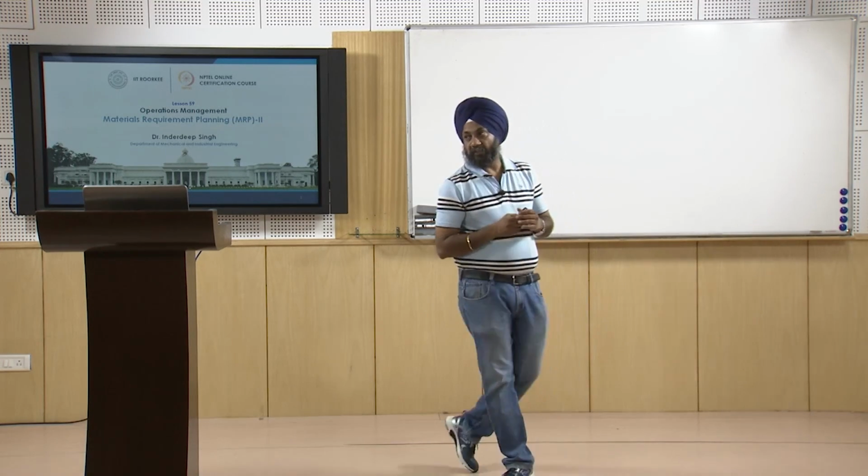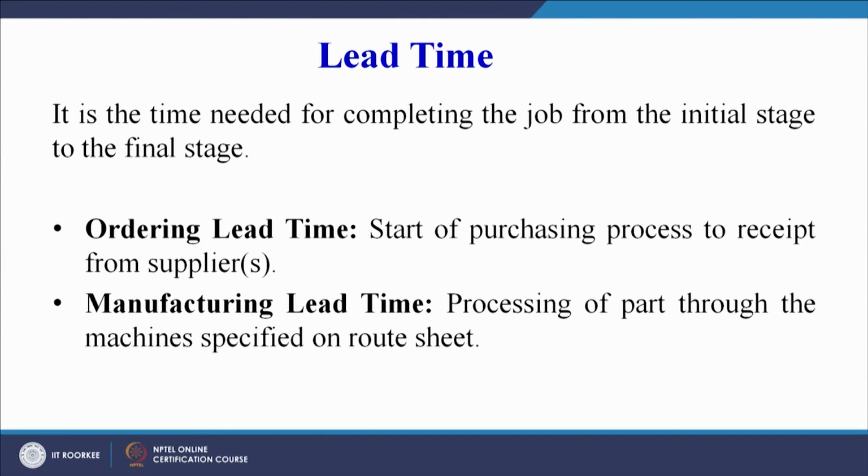So we will start our discussion with materials requirement planning, specifically focusing on the lead time. Now, first we need to understand what lead time is. It is the time needed for completing the job from the initial stage to the final stage. Now the job can be procurement of materials. So suppose we are procuring the materials, so the lead time will be the time starting from the ordering of the material to the final receipt of the material.